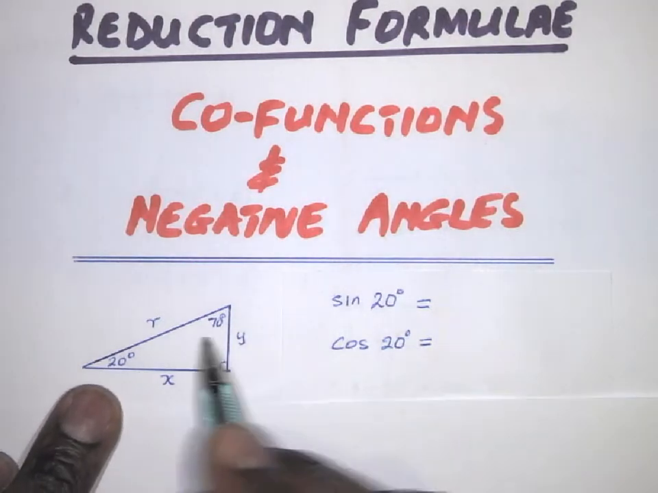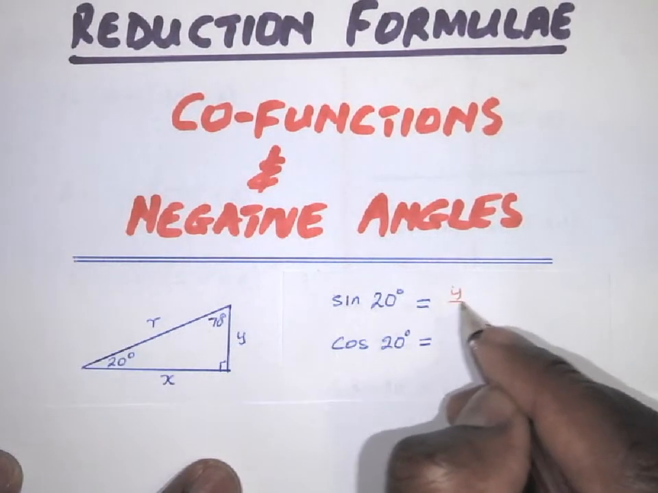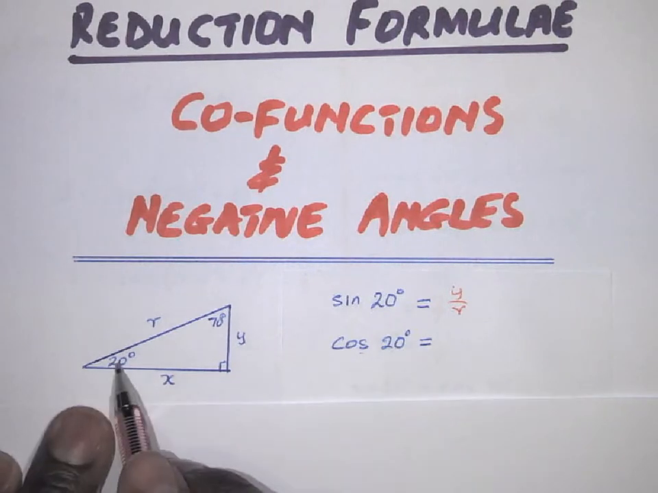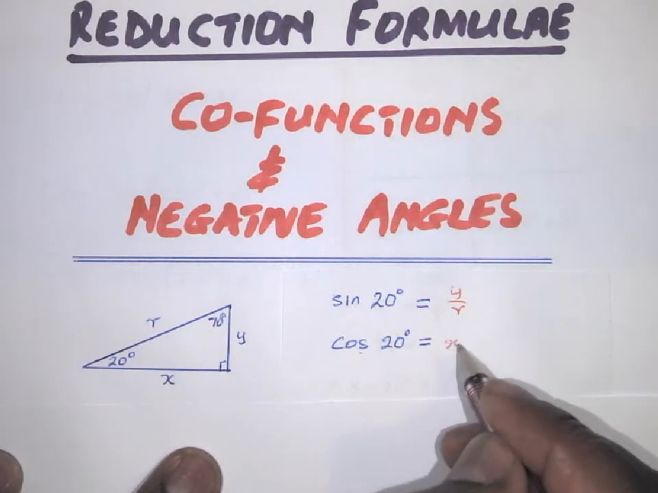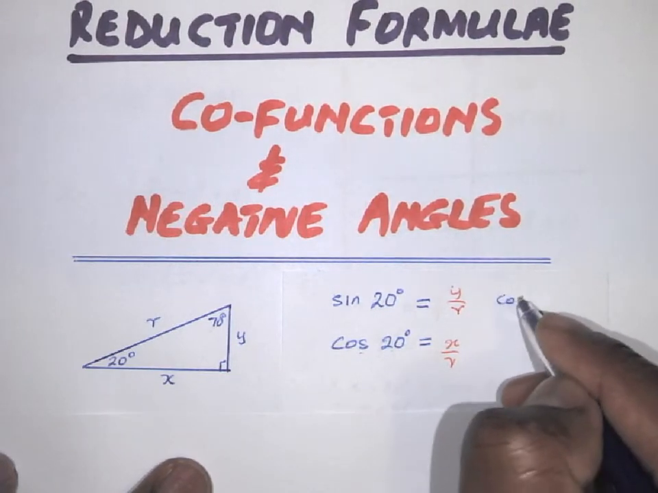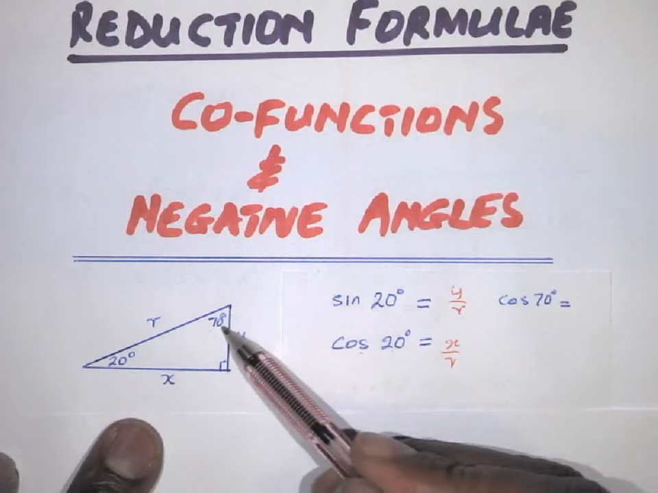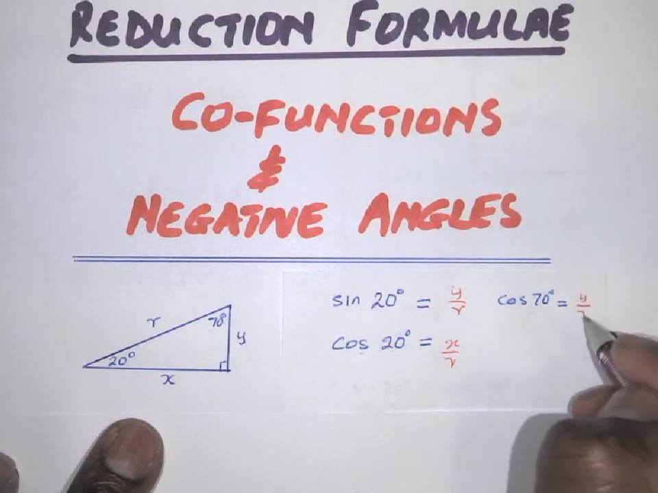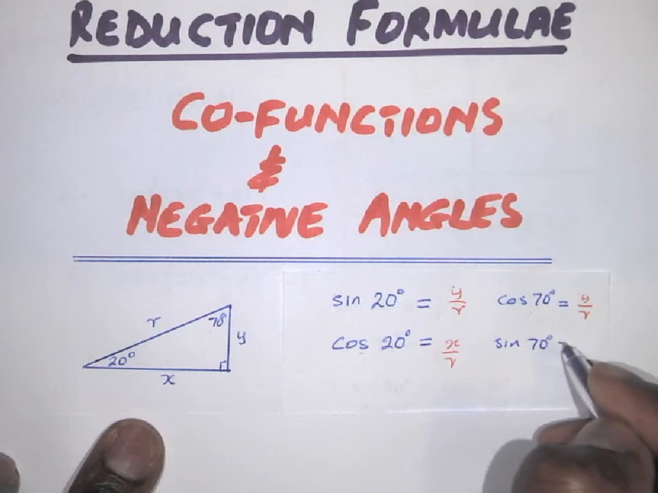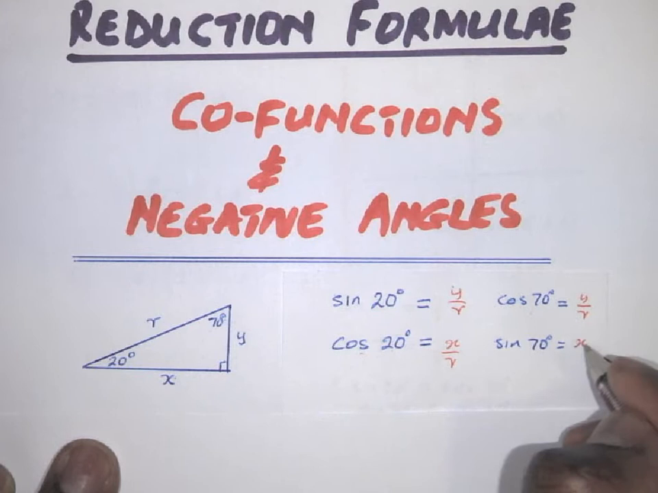in this triangle. So sine 20 will be equal to y value over r value, so y over r, and then cos of 20 degrees will be equal to x over r. However, if I were to write cos of 70 degrees, I will get something. Cos of 70 degrees is y over r. And then what about sine of 70 degrees? Sine of 70 degrees will be x over r.